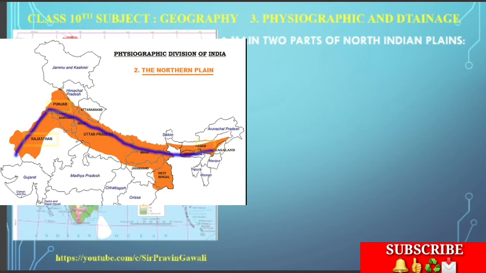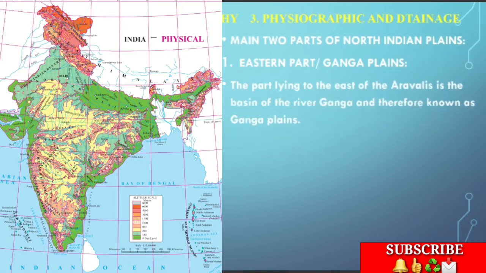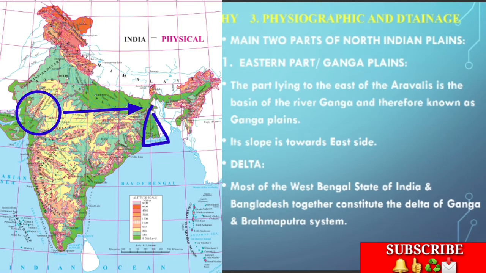Students, the North Indian plains is divided into two main parts. The first one is the eastern part or Ganga plains. This part lying to the east of Aravalli is the basin of river Ganga and therefore known as Ganga Plains. You can see in the map. Its slope is towards the east side, as well as now we are going to study about the delta. Most of the West Bengal state of India and Bangladesh together constitute the delta of the Ganga and Brahmaputra system.